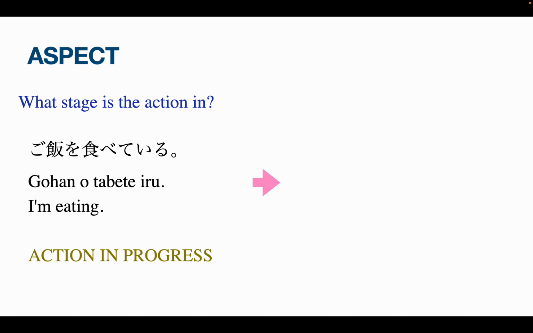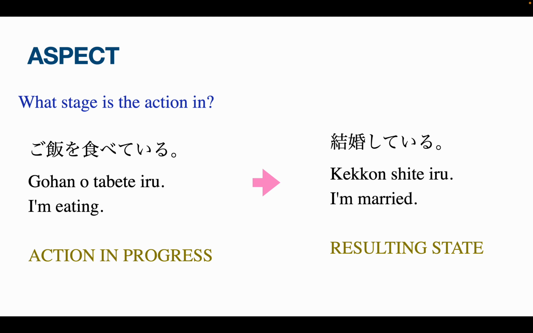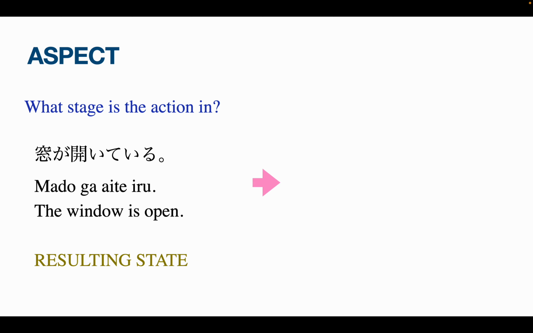But now look at this sentence. 結婚している means I'm married. It doesn't normally mean I'm marrying. The event of getting married has happened, and now we are describing the resulting state. Another example is 窓が開いている, which means the window is open. Again, we are describing a state.